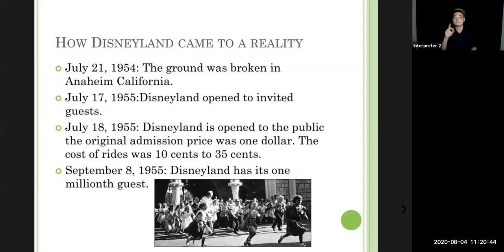On July 18, 1955, Disneyland is open to the public. The original admission price was $1. The cost of rides was 10 cents to 35 cents, meaning you had to pay to enter the park and you had to pay to ride the attraction. Here's a crazy fact. On September 8th, 1955, Disneyland has its 1 millionth guest. Less than 2 months, the 1 million person entered the park. Wow.